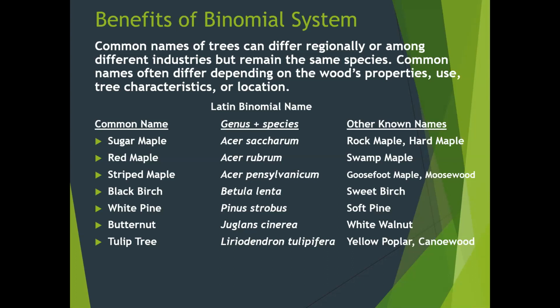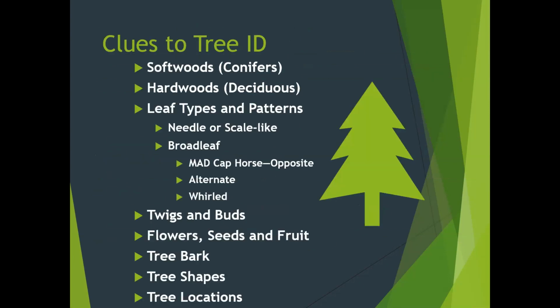A striped maple is sometimes called the goosefoot maple because the leaves resemble a goose's foot. And one more, black birch, Betula lenta, is also called the sweet birch because a lot of the time it's the most commonly used birch to produce birch beer, which is a popular drink. And then there are just a few other examples of how common names can be changed based on different characteristics.